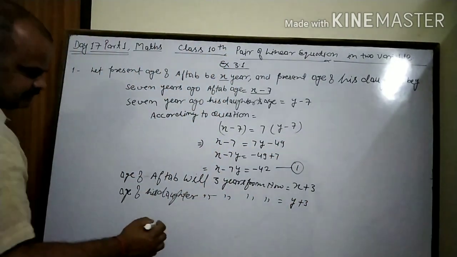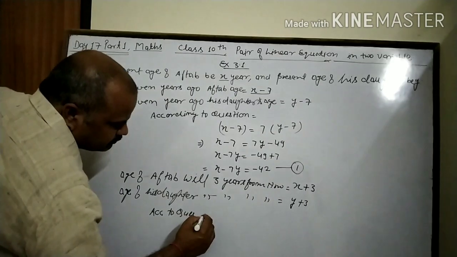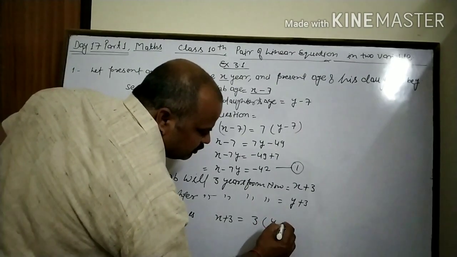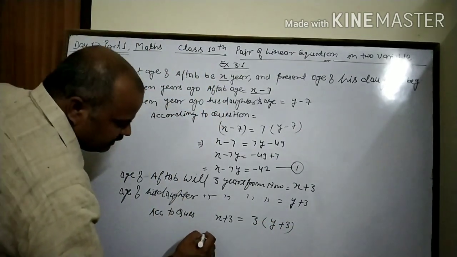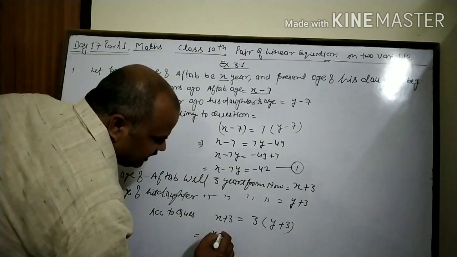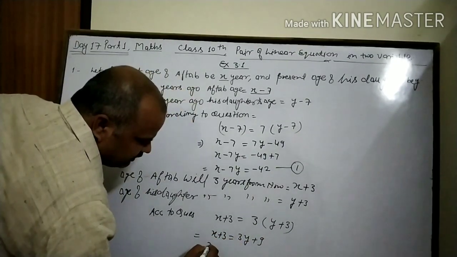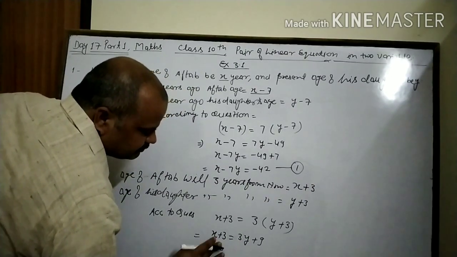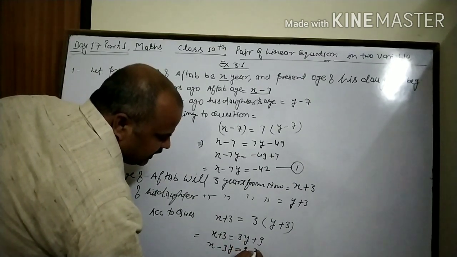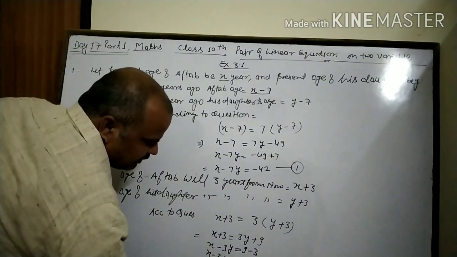Now their relation according to the question: x plus 3 is equal to 3 times y plus 3. In this way, now you can change their side, number side and variable side. x plus 3 is equal to 3y plus 9. Here x minus 3y is equal to 9 minus 3. Now x minus 3y is equal to 6.